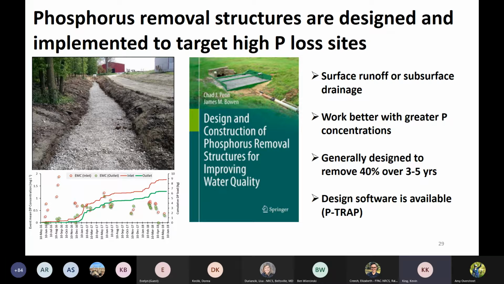Phosphorus removal structures, NRCS practice standard 782, are designed and implemented to target high phosphorus loss sites. They can be used to address surface runoff or subsurface drainage and are generally more effective when phosphorus concentrations are greater. Typical designs seek to reduce total phosphorus loads by 40% over a 3 to 5 year period. Software exists to facilitate the design of these structures. For more information regarding phosphorus removal structures, look at NRCS Standard 782 and reference the book highlighted here, or reach out to Dr. Chad Penn with the Agricultural Research Service in West Lafayette, Indiana, who is the developer and expert on this practice.